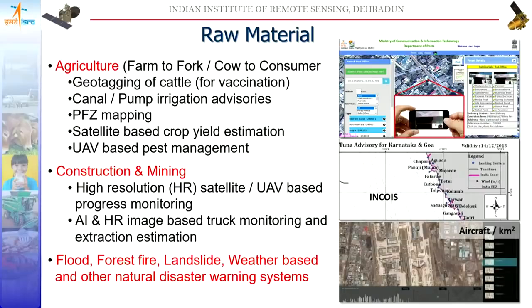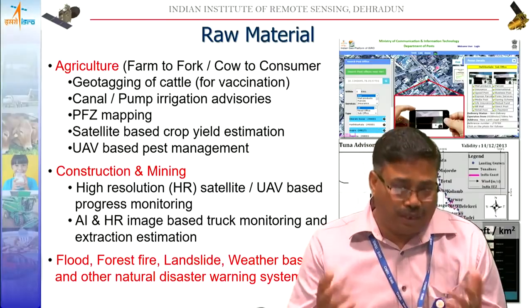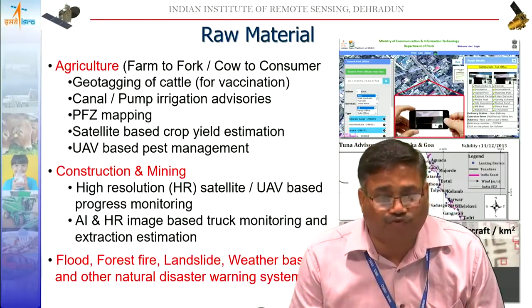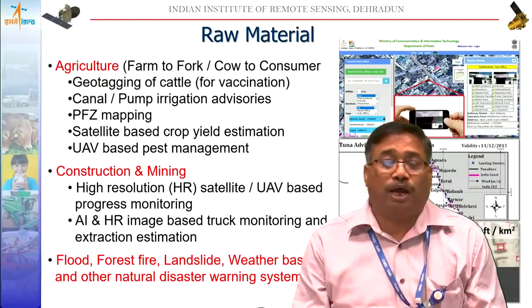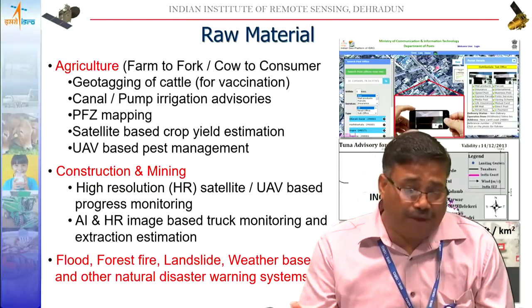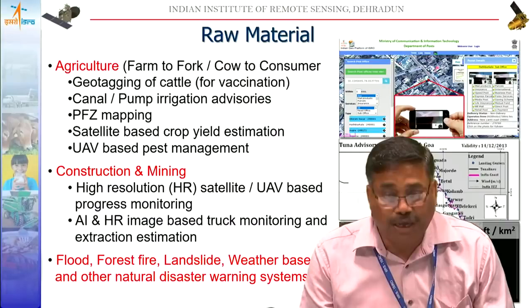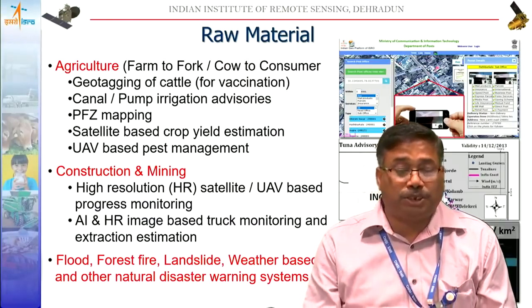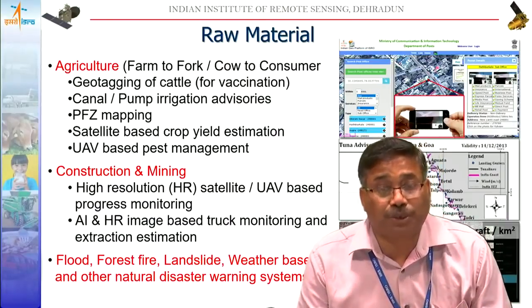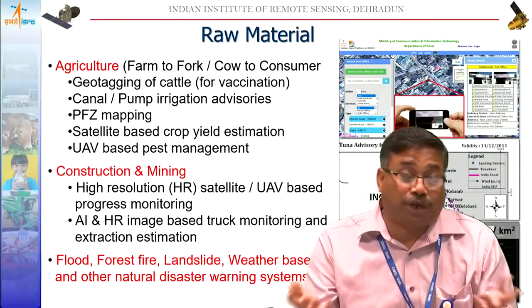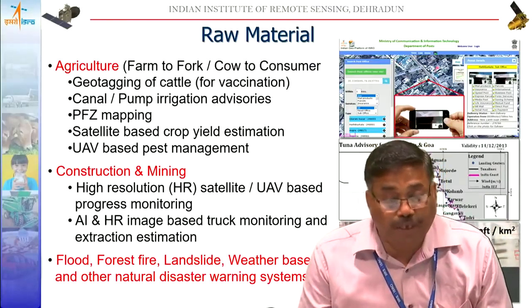Now we come back to the basic stages of supply chain management. You talk about raw material. There are many applications, from agriculture, farm to fork, cow to consumer. Then you might have geotagging of cattle. You can do it with geospatial technology: pump irrigation services, potential fishing zones, satellite-based crop yield estimation, forest cover mapping, UAV-based pest management.